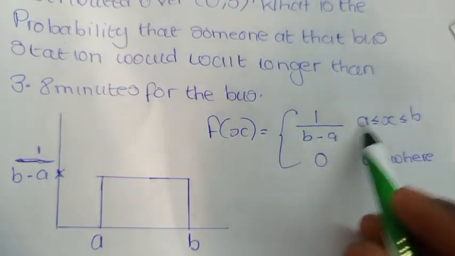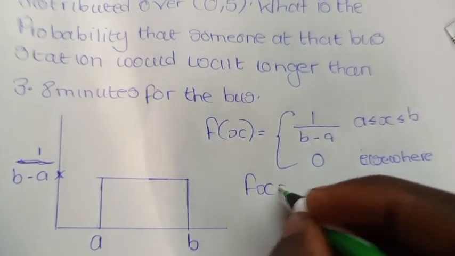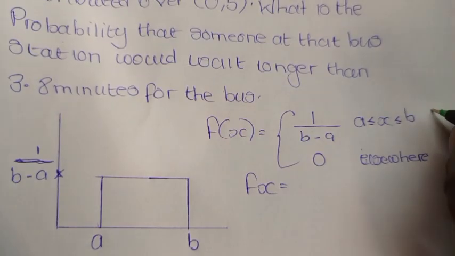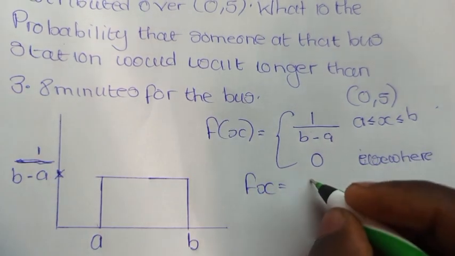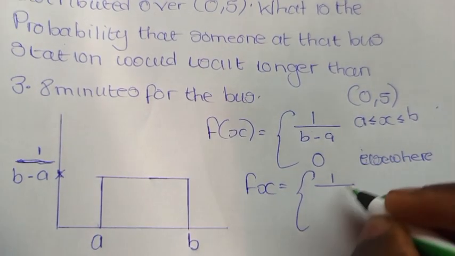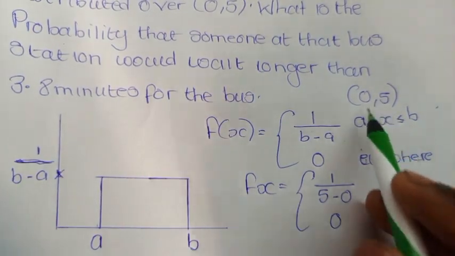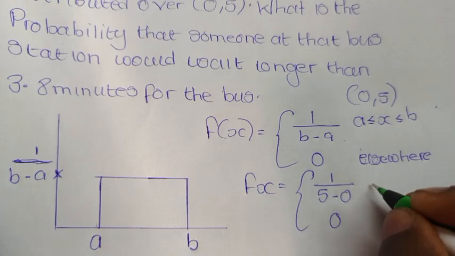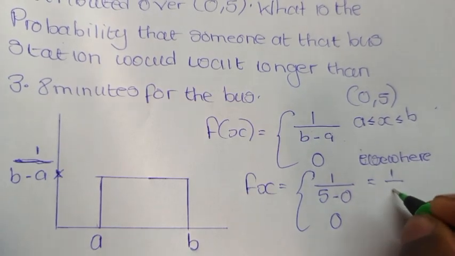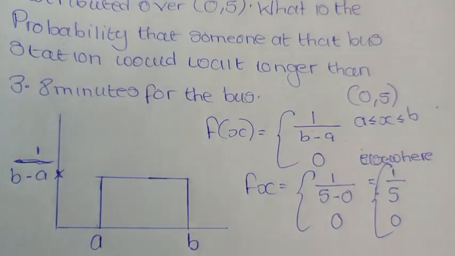To fill in this data, remember we have been given our parameters 0 and 5. So you say 1 over 5 minus 0. Remember, these are just letters which we have put. You can put any arbitrary letters, but specifically they love these in math. So 5 minus 0 is still 5. So this is the probability density function, the one governing us for solving this particular question.